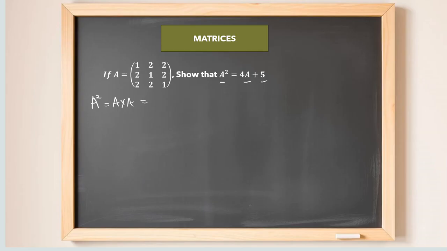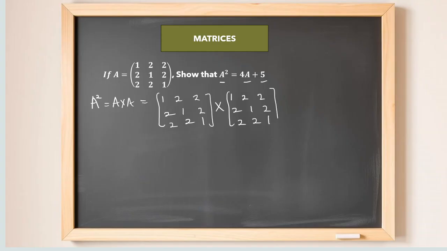That is, we want to multiply this matrix twice, and that is going to be 1, 2, 2, 2, 1, 2, 2, 2, 1. Multiplying itself means you want to repeat this, which is 1, 2, 2, 2, 1, 2, 2, 2, 1.